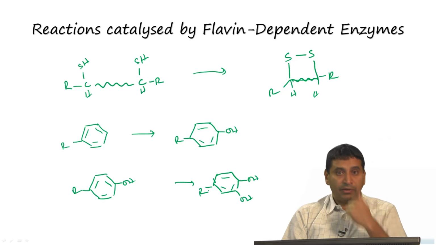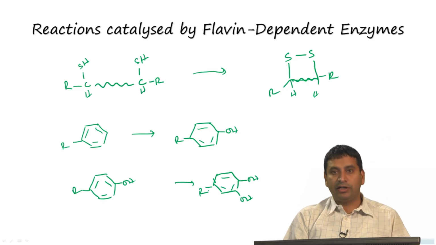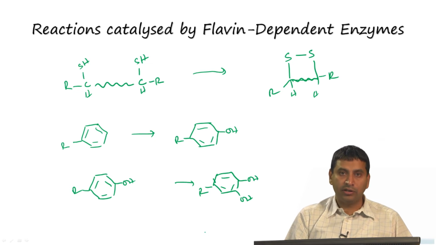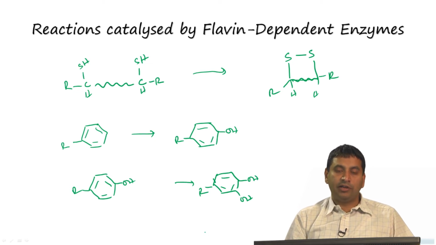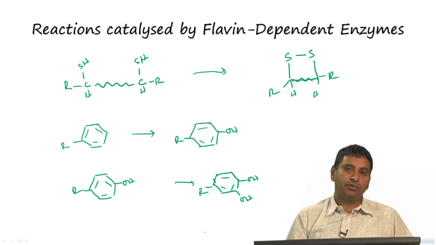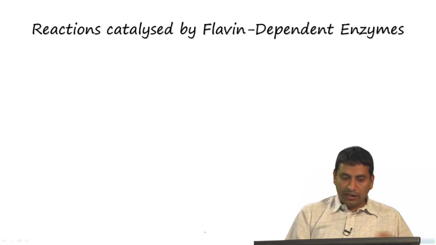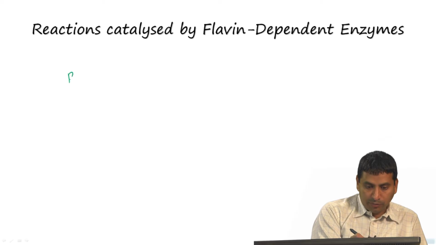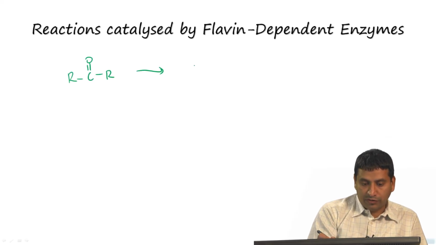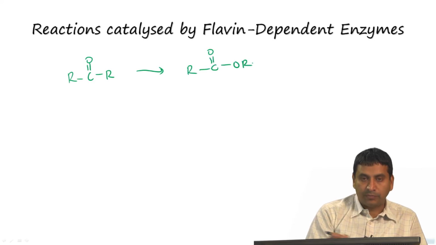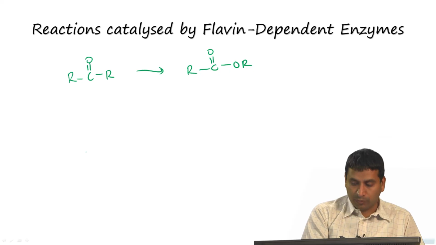Okay. So, these are the major reactions that flavin dependent enzymes can catalyze, and as you can see, all of these are metabolically very important, and therefore, flavin dependent enzymes become a very important class of enzymes that are involved in drug metabolism. Lastly, they also can oxidize carbonyl compounds such as R C double bond O R. So, this is a ketone to form an ester. Okay. So, the ester formation is also possible.